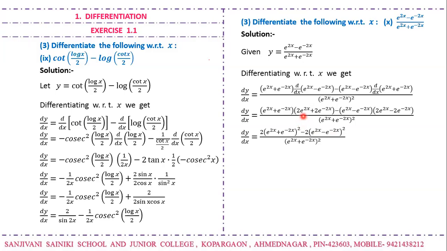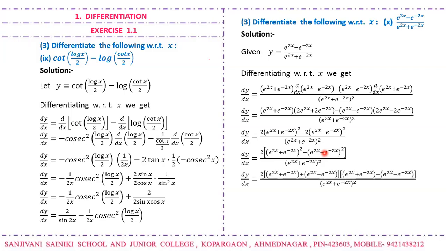Here 2 e raised to 2x we can take outside. Here also 2 we can take outside. Then e raised to 2x plus e raised to minus 2x, both the terms are present here, so we can take outside, then minus 2 e raised to 2x minus 2 e raised to minus 2x, whole bracket square. So if I take the 2 common, then I will get a square minus b square. So what is the expansion of a square minus b square? It is a minus b, a plus b.